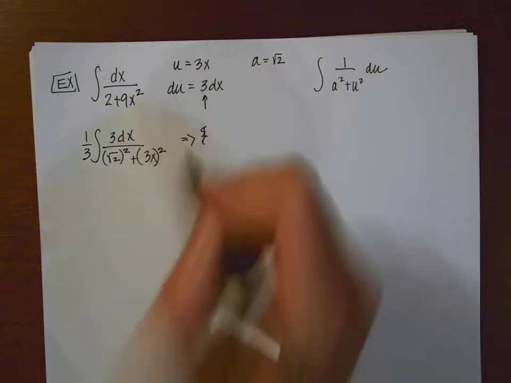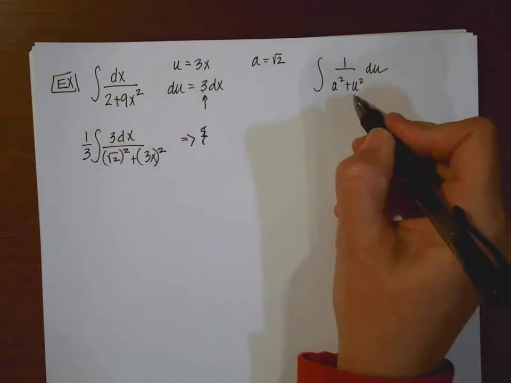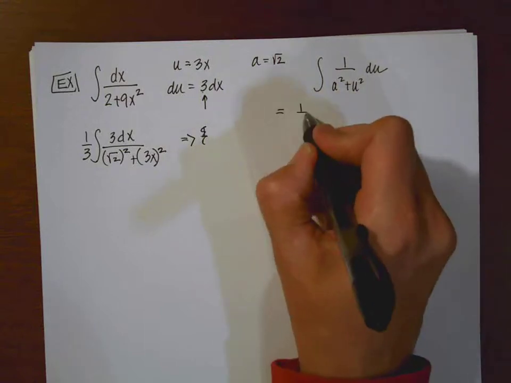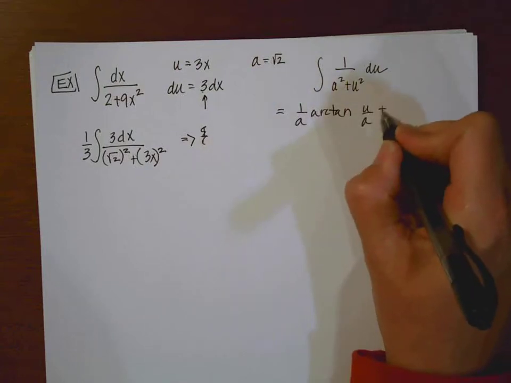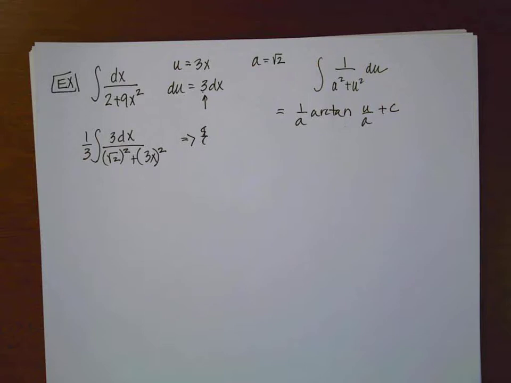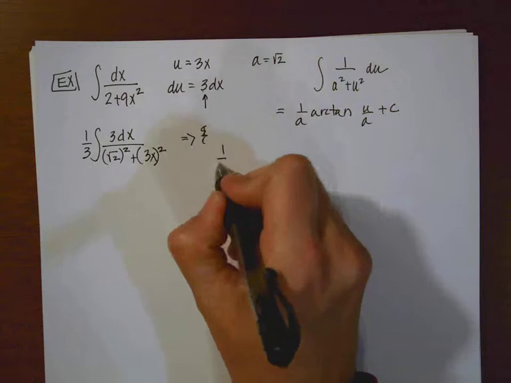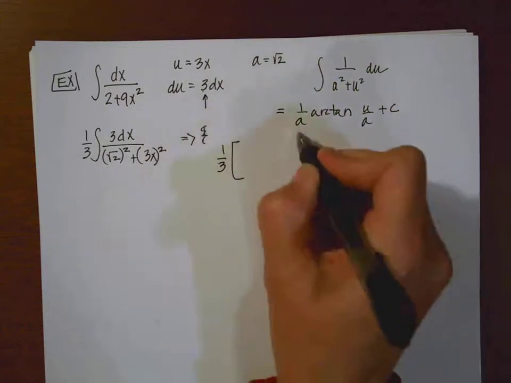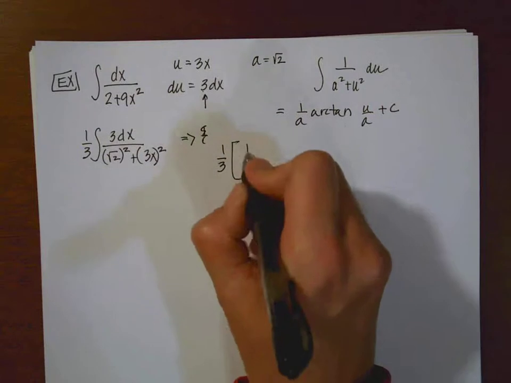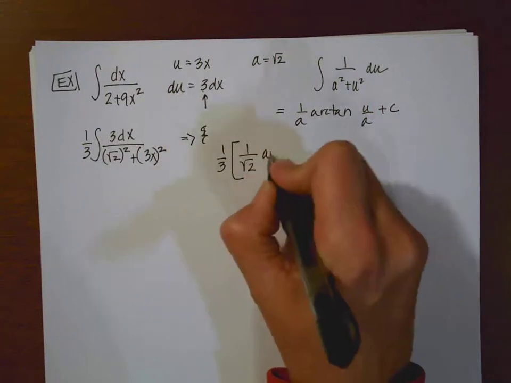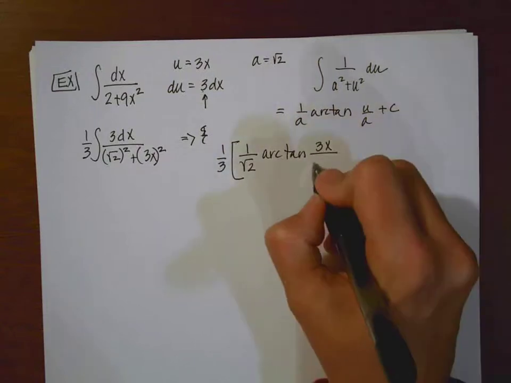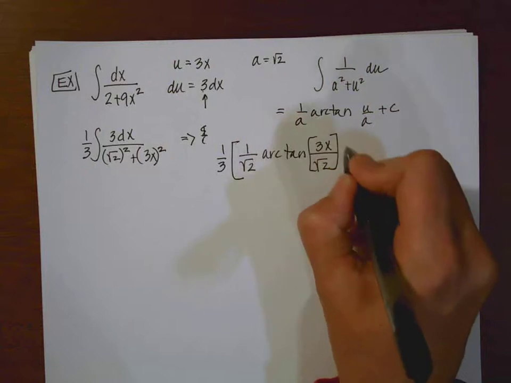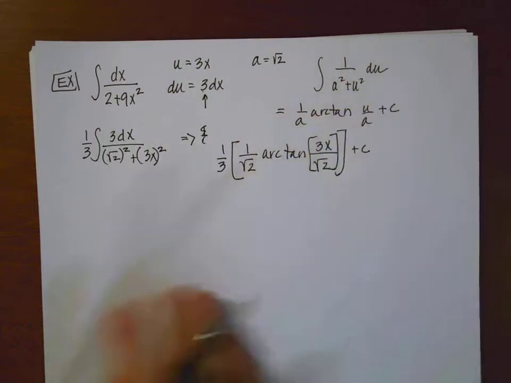Sorry, I don't want to say that. I want to say this. If I have this integral, then this is going to equal 1 over a times the arc tangent of u over a plus c. So that's what I have. Now I'm just going to manage my math. So here's the third, and then I have 1 over a, but remember a was the square root of 2, so it's going to be 1 over the square root of 2 times the arc tangent. U is 3x, a is the square root of 2, that stuff is all inside, and then plus c.